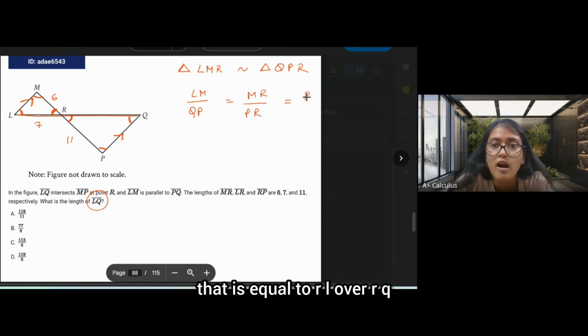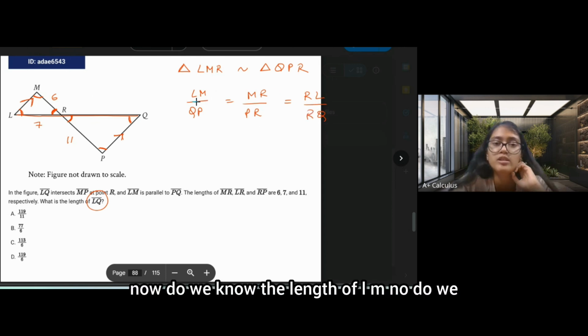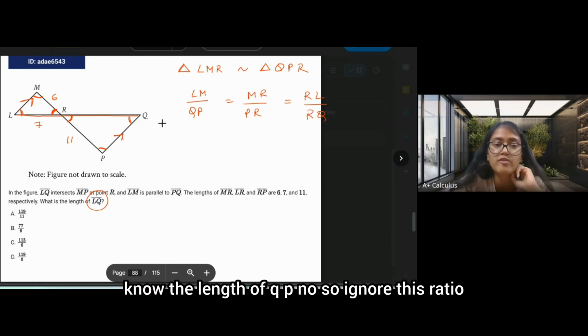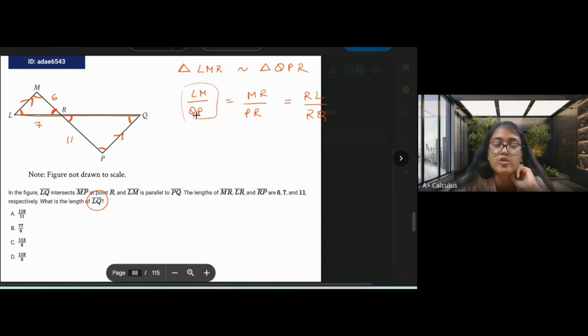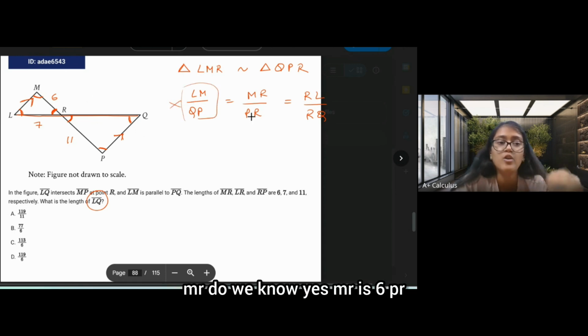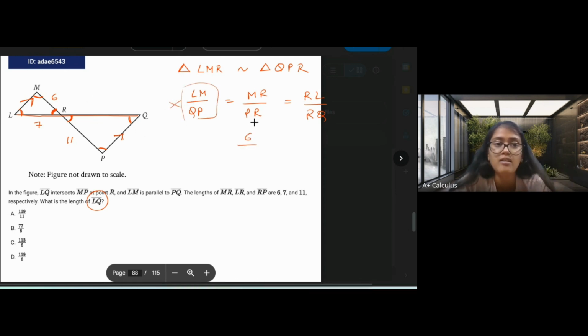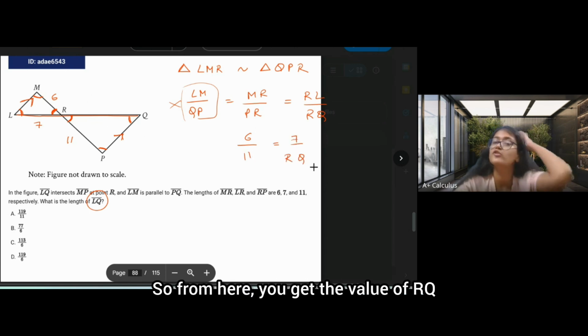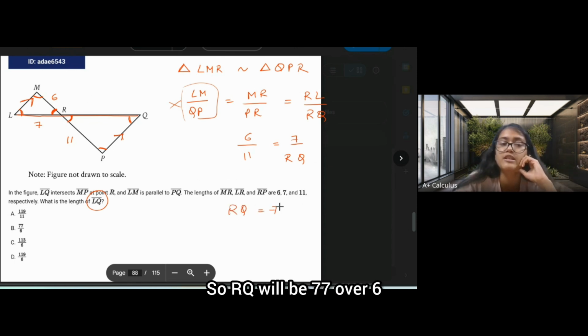That is equal to RL over RQ. Okay. Now, do we know the length of LM? No. Do we know the length of QP? No. So ignore this ratio. MR, do we know? Yes, MR is 6. PR is 11. RL is 7. RQ, we don't know. Okay. So from here, you get the value of RQ. So RQ will be 77 over 6.